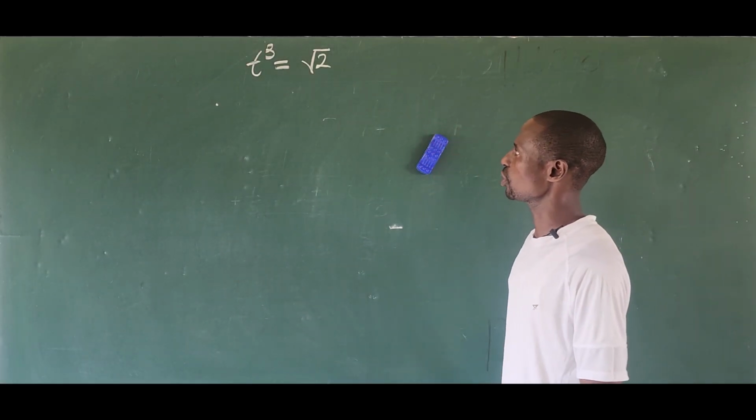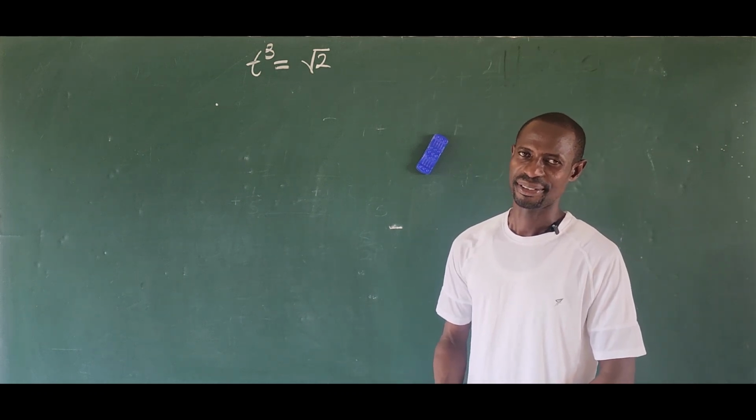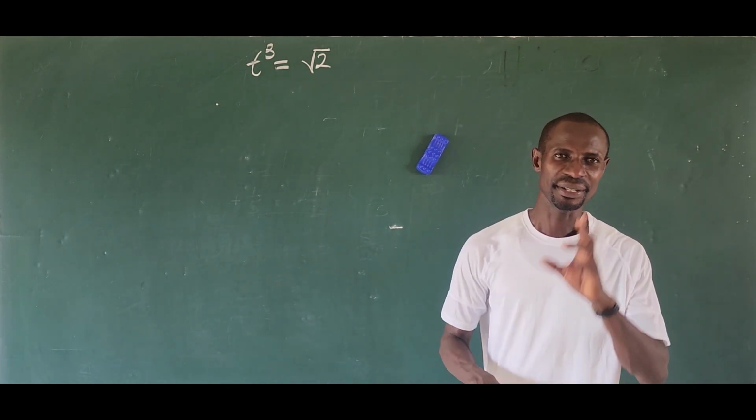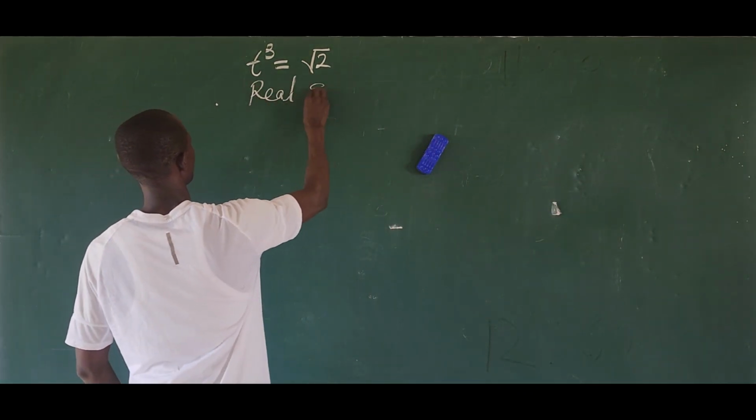The question is t to the power of 3 equal to the square root of 2. What is the value of t here? Here we are asked to look for only the real solution, okay? So here we're looking for the real solution.